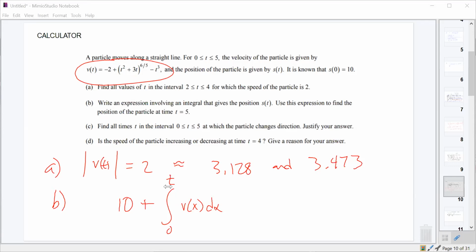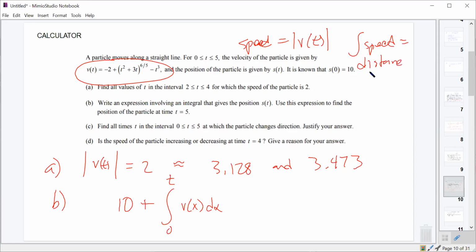The integral of the absolute value is the total distance traveled. So somebody's asking, what is the integral of absolute value of v? The integral of the absolute value of v of t is the total distance traveled. Speed is the absolute value of velocity, so you don't need to take an integral to find speed. The integral of speed is distance traveled. Does that answer your question?